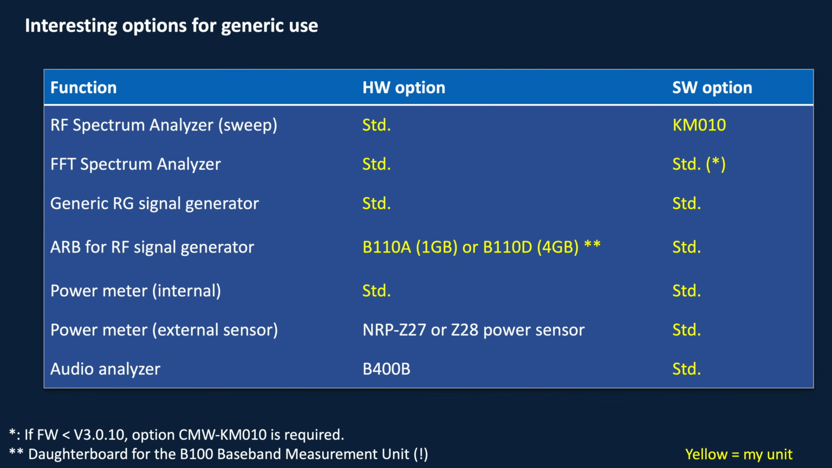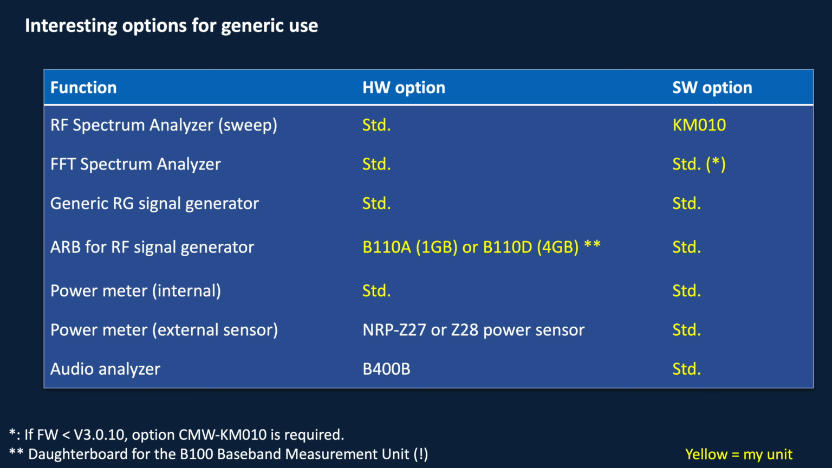This is, I think, the only thing you need to look at if you want to use this as a generic instrument. For the RF spectrum analyzer, the hardware is already all standard. You need software option KM10. For the FFT spectrum analyzer, there is a separate implementation. The hardware is standard. The software is also standard, at least if you have firmware version 3.0.10. Before that you needed the KM010 option, but you wanted that anyway, I would say.